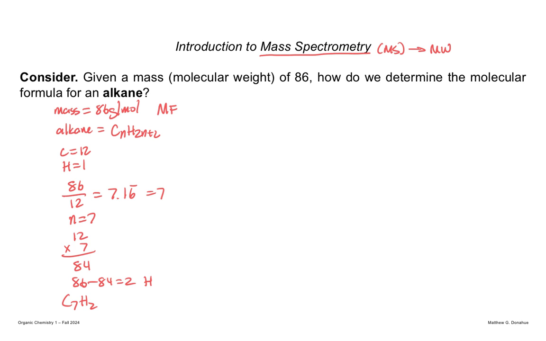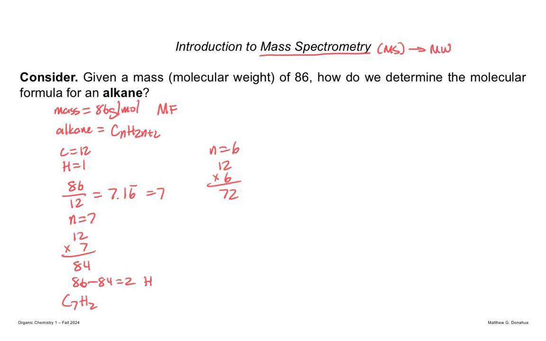And just by looking at that, we can say, okay, that does not obey 2n plus 2. So to a first approximation, we know that it can't be 7, it can't be 8, because that's going to blow past 86. So we're going to go down to 6. So if we say n equals 6 carbons, what's the mass contribution then of carbon to that 86? So 12 times 6, what do we get? 72.